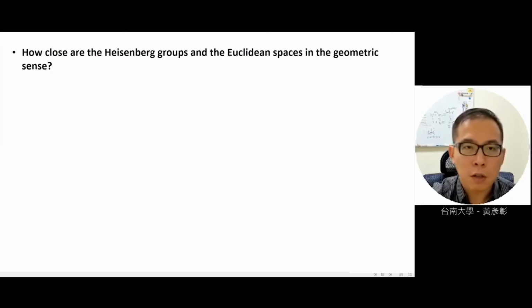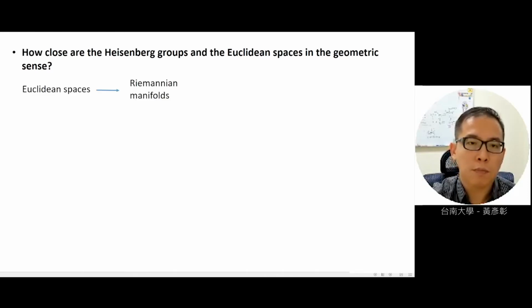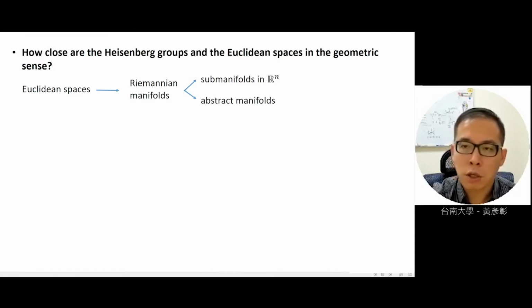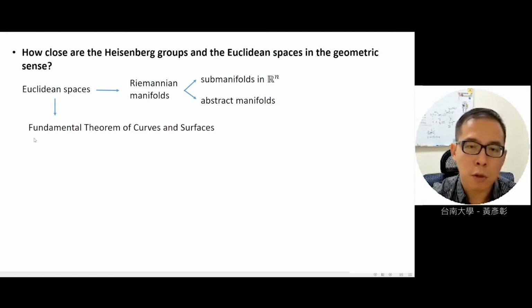the given one. The other question is that we ask how close the Heisenberg groups and the Euclidean spaces are in the geometric sense. As we already know, the Euclidean spaces are a special case of Riemannian manifolds, and there are two perspectives for Riemannian manifolds. One is to regard them as submanifolds in Rn, the other is as abstract manifolds. As long as we have the Euclidean space, we can prove the fundamental theory of curves and surfaces. And this is the beginning of integral geometry.